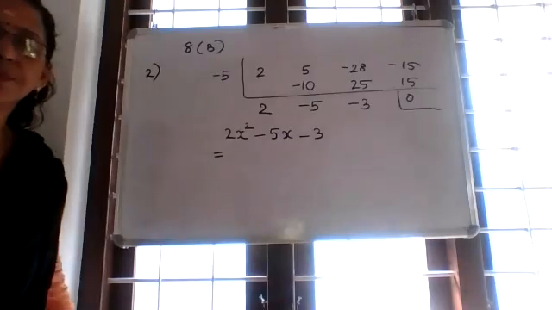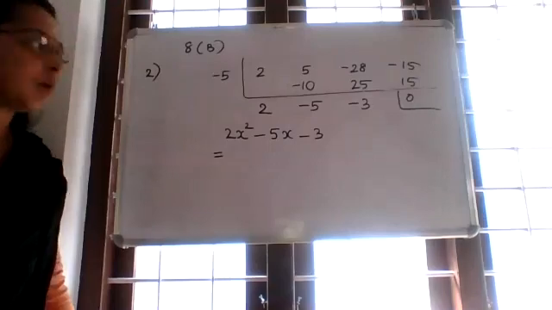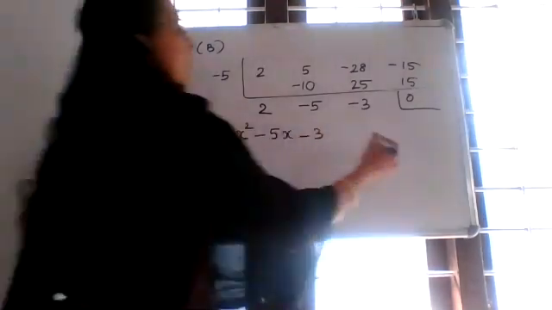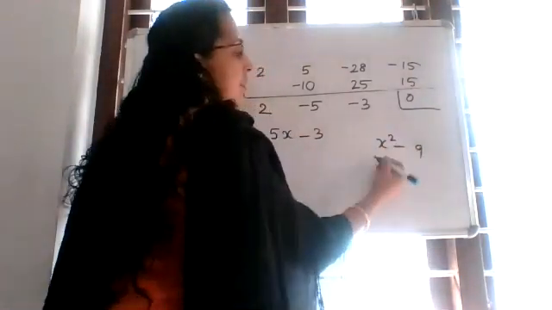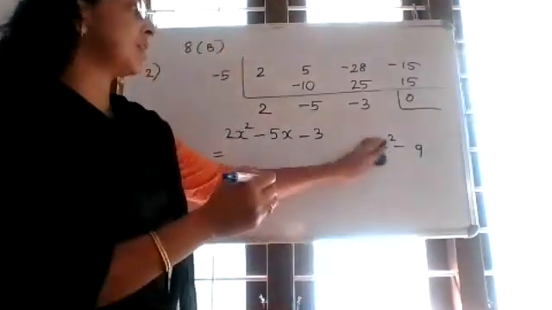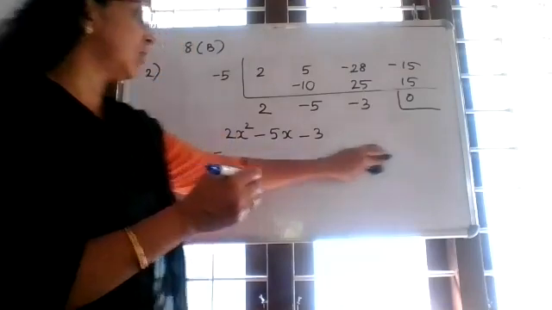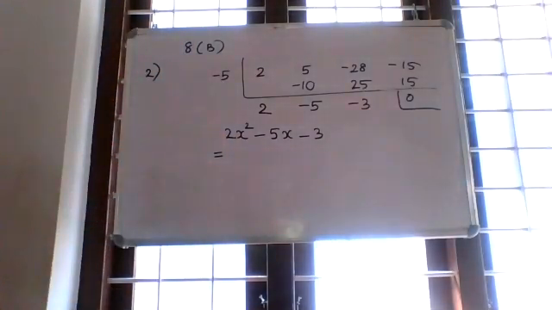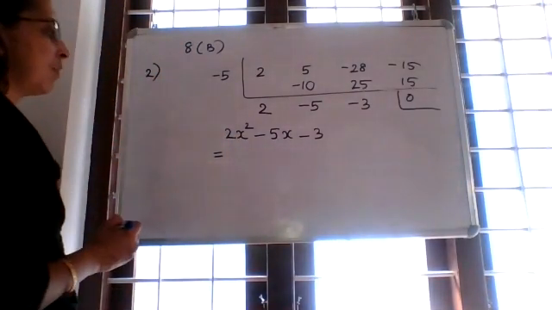So how can we do this? Splitting the middle term. x square minus 9 we can do directly. x square minus 9 means this is in the form of a square minus b square, which is a plus b into a minus b. So this won't be possible. 2x square minus 5x minus 3 is not possible. So what we want to do?